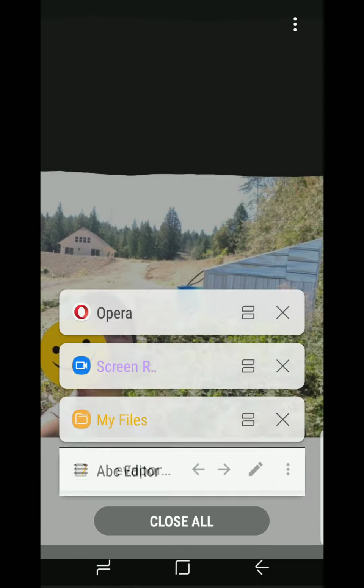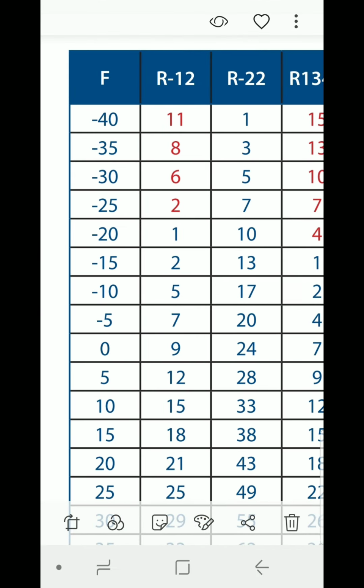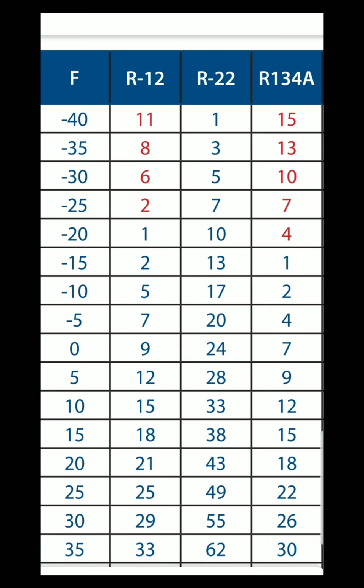So let's just go to the PT chart. We are given a 22 psig suction pressure for R134A. So for R134A, we find 22 psig. It's the second or third to the last row.